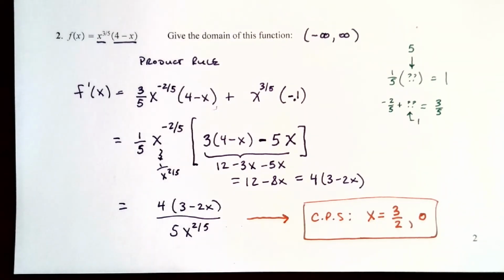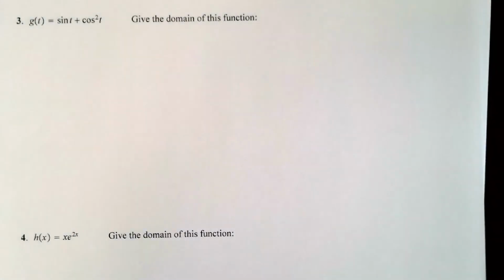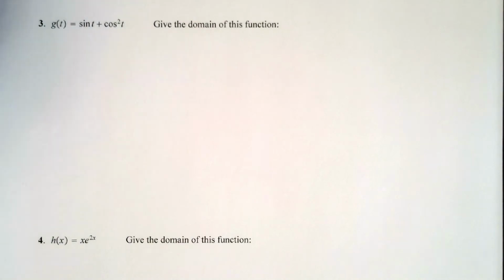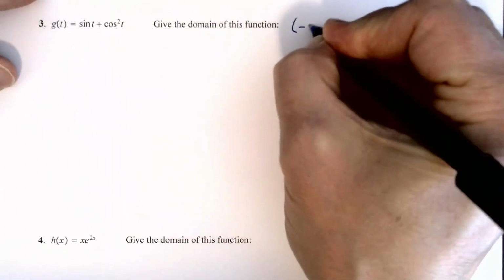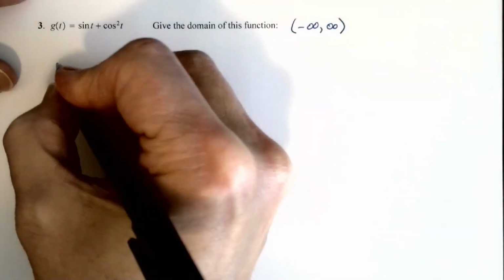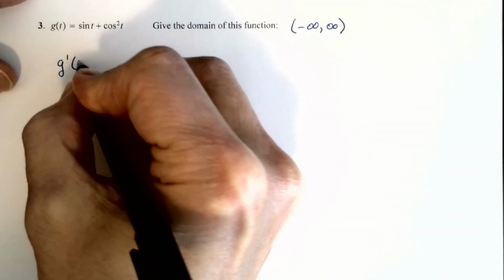Okay, we'll do 2 more examples. So here we're going to deal with some trig functions. Some sine and cosine. What's the domain for this function? Well, the domain of sine and the domain of cosine is all real numbers. So again, domain is all real numbers. So what do we need to do? We need to take the derivative.